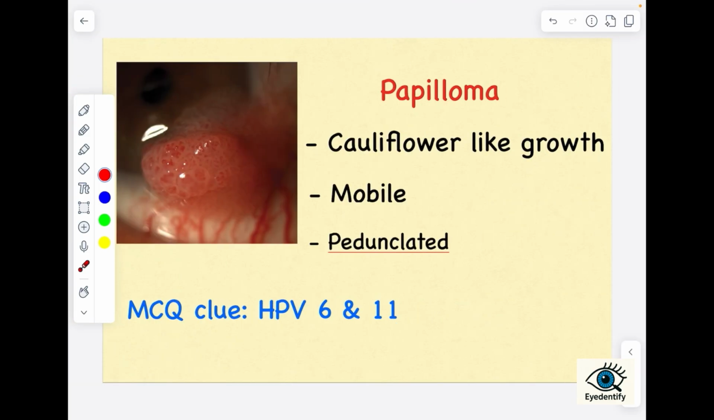And the last is papilloma. Papilloma has a typical appearance, but we can confuse it with pyogenic granuloma. The most important differentiating feature between the two is that pyogenic granuloma will have a past history of pterygium surgery, while papilloma will not have any such history. It has a cauliflower-like growth. It is a mobile and pedunculated lesion. And one thing we have to remember is that it is caused by human papillomavirus 6 and 11. So this is all about limbal nodules. We'll move on to the next question.